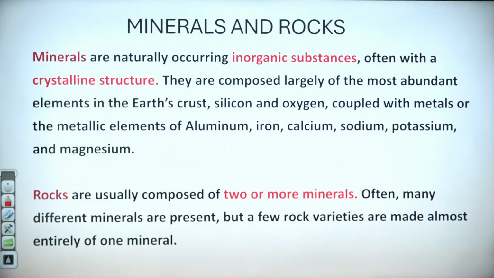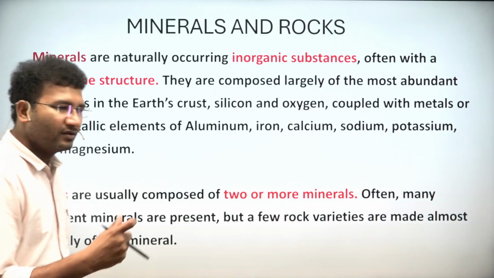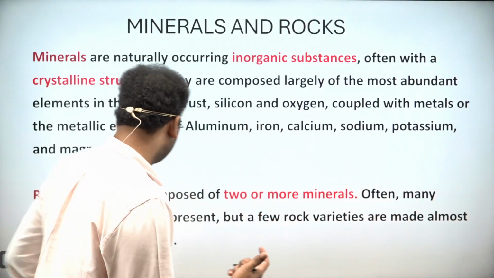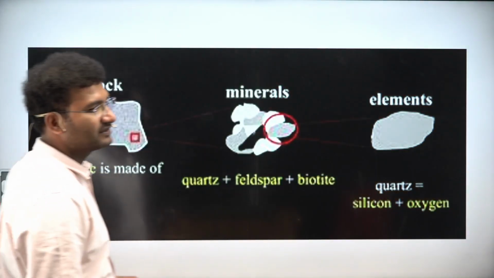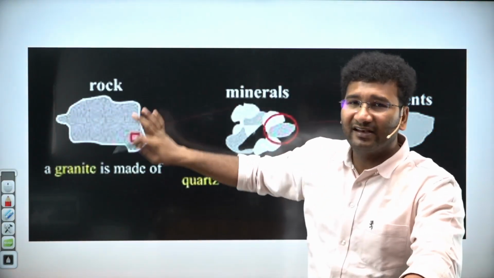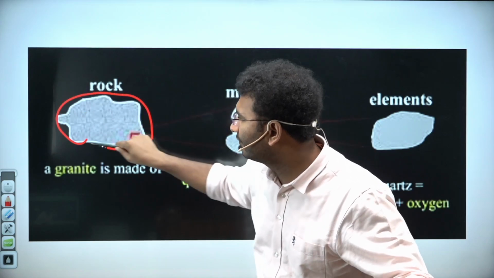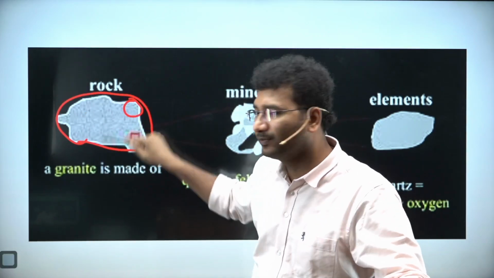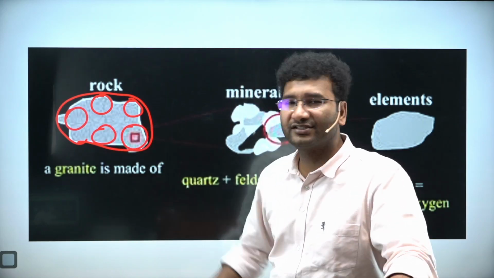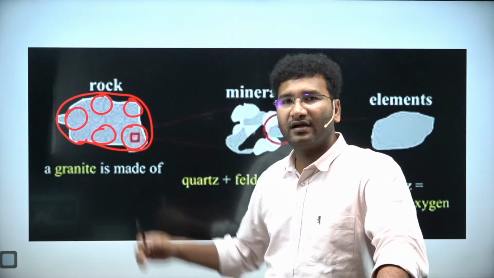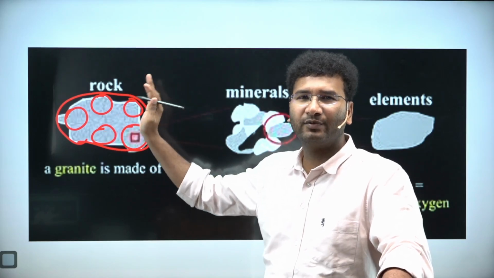Usually, rocks are composed of 2 or more minerals. Often, many different minerals are present, but a few rock quarries are made almost entirely of one mineral. Usually, a rock is nothing but a collection of minerals. Look here, I'll be showing you a small image. Look at this image. You take any rock. A rock can be made up of multiple minerals. This can be X mineral, this can be Y mineral, this can be Z. Like that, a rock can have a collection of minerals. Or else, at times, a single rock can be made up of a single mineral.